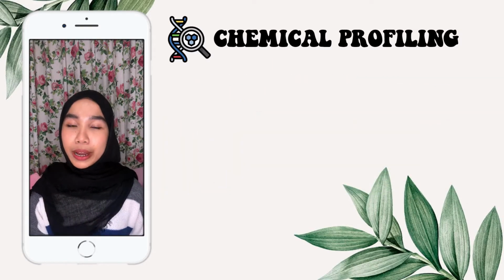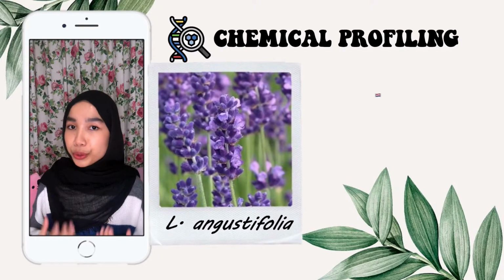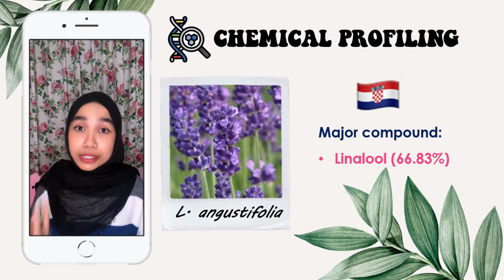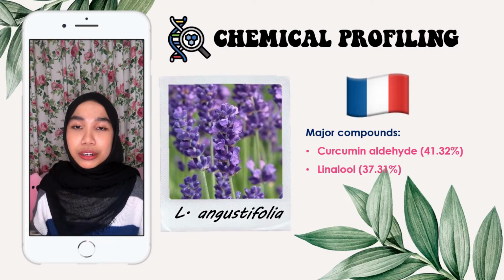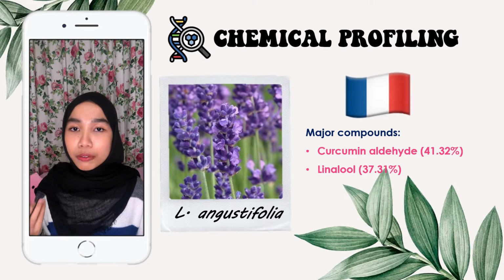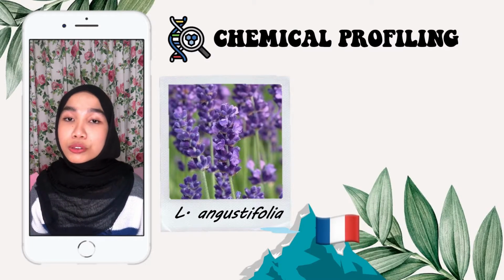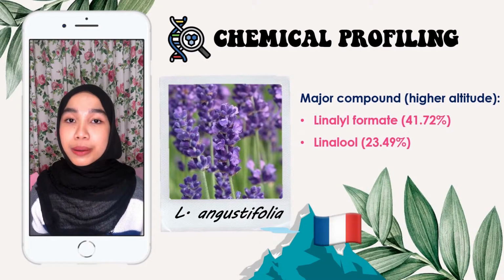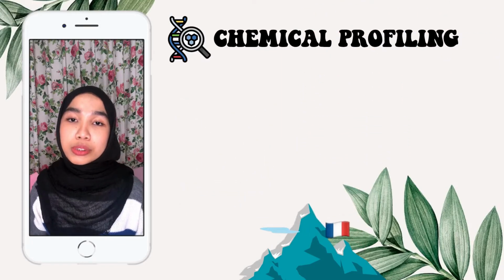The chemical composition of the essential oils of Lavandula species is recorded in Table 3. The principal compound for the essential oils of L. angustifolia grown in Croatia is linalool at 66.83%, and for the same species grown in France, linalool comes second at 37.31% after a different major constituent of the oil. The same plant species grown at high altitude in France also presents a great amount of linalool at 23.49%, but with linalyl formate at 41.72% being the most abundant compound.